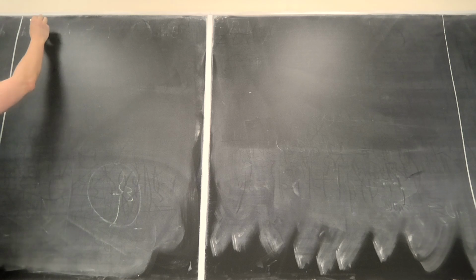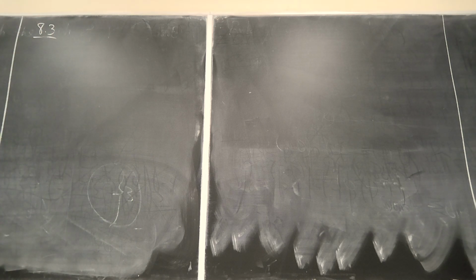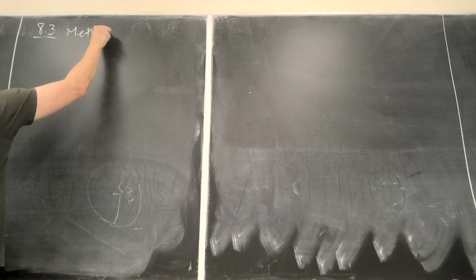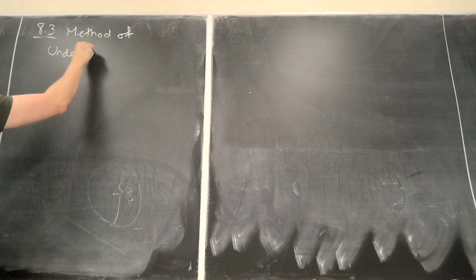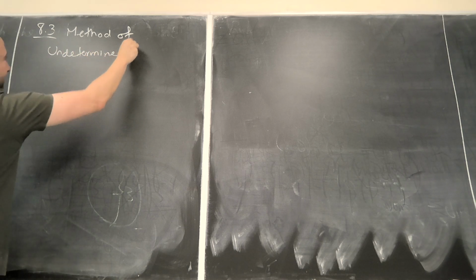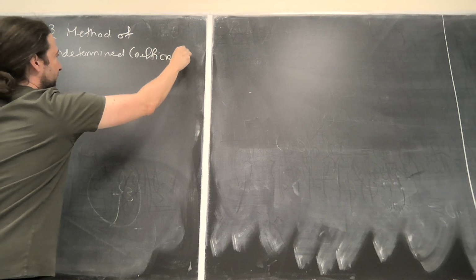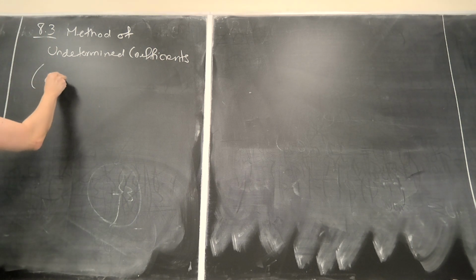We have one more topic in chapter 8 after this one, but what we're going to do today is talk about a method with the highfalutin name, the method of undetermined coefficients. Of course, what the method of undetermined coefficients really means is guess and check. This is a guess and check method.